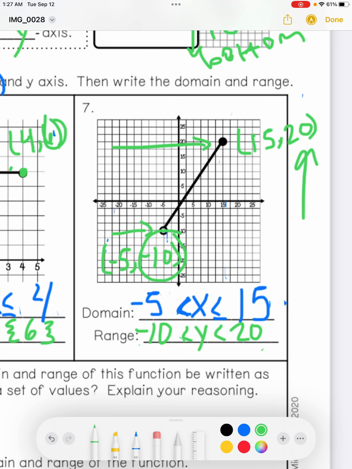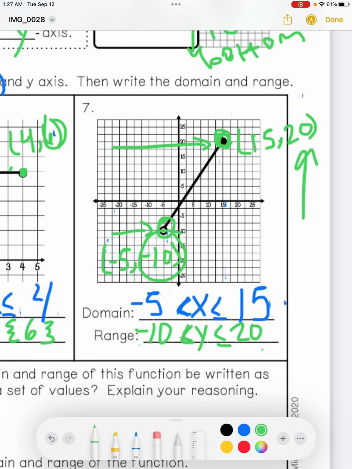Don't make this mistake. Am I done? Not yet, because I need to check, do I put the equals to or not? If I look at the bottom point, we see that it's open. So we're going to leave it without an equals to. That's fine. But if I look at my top point, it is filled in. So I do need to put the equals to. And now we're done with that problem.